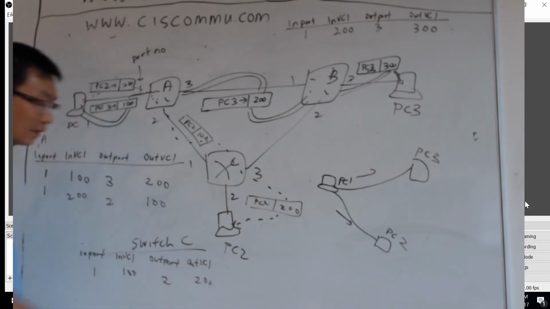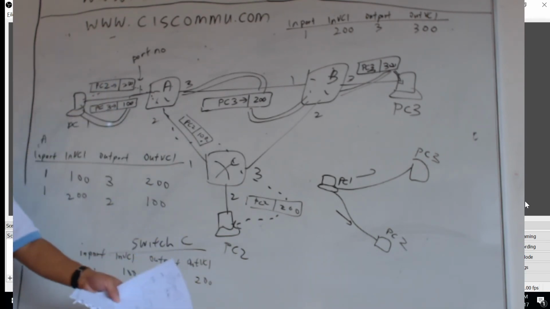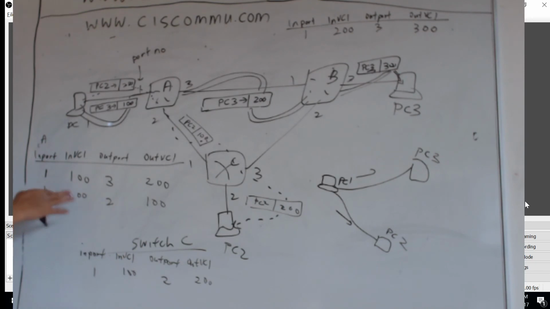Okay? Let's say you want to do the return path. For the return path, you can use back the same VCI. You just switch the numbers. You just switch 3, 200, 1, 100, then 2, 100, 1, 200. Then you get the return path. Okay? Here. So this is virtual circuit.